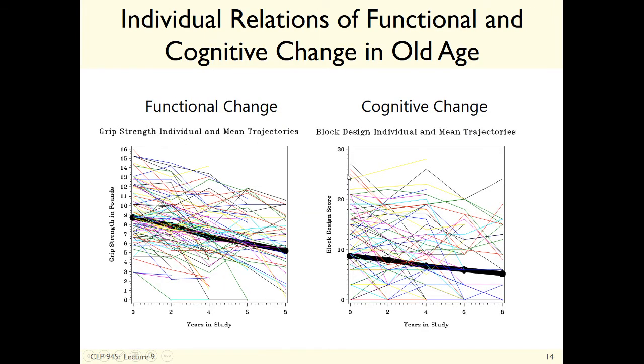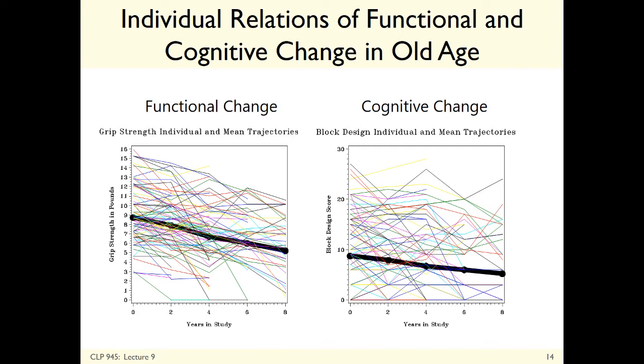So here's a couple examples. This is from the octo-twin old people study that you've seen a couple times. I have a measure of functional change in grip strength on the left and a measure of cognitive change on the right. This is block design, a measure of abstract reasoning. These are what's known as spaghetti plots because it looks like you took a handful of spaghetti and threw it at the wall, and that's what you get. These are not spaghetti plots on your job interview. They are individual growth trajectories.